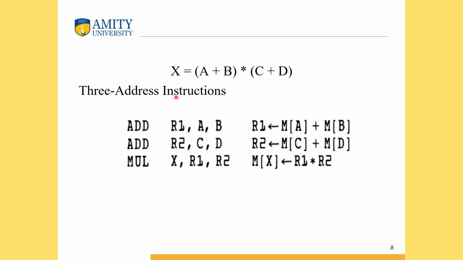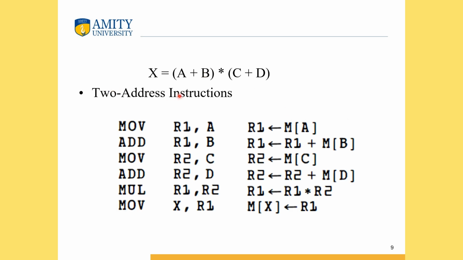The three address instruction. This is an example of the second type of organization where we use three different addresses, and the instruction X is being carried out where we have A plus B and C plus D, and their sums are multiplied. Thus we add A and B and store it in R1, then we add C and D, store it in R2, and then we multiply R1 and R2, and they are stored at the memory address X.